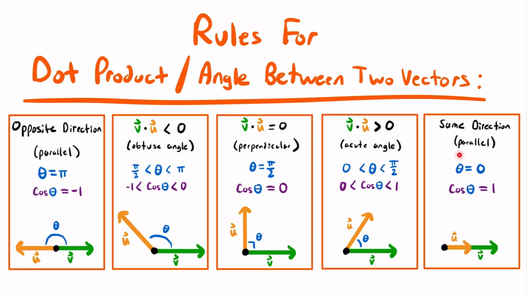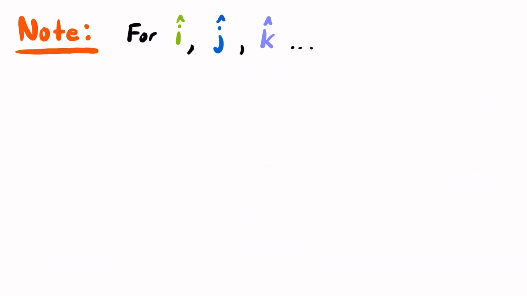Okay, so those are just some rules that you want to know in terms of the dot product and how it relates to the angle between two vectors. But now before we look at some example problems of using the formulas that we've looked at in this video, I want to quickly talk about one more thing relating to our standard unit vectors. All right, so I have a quick note here that I want to go over.